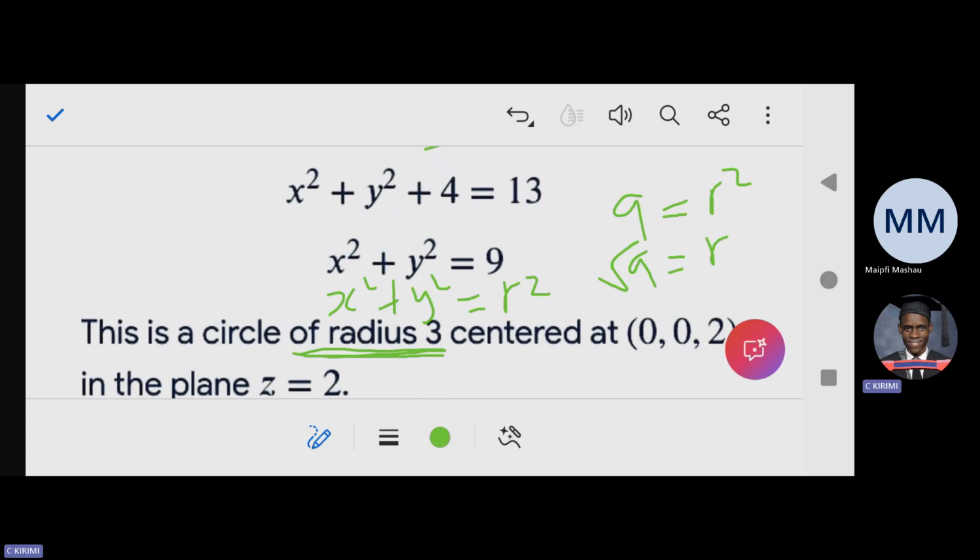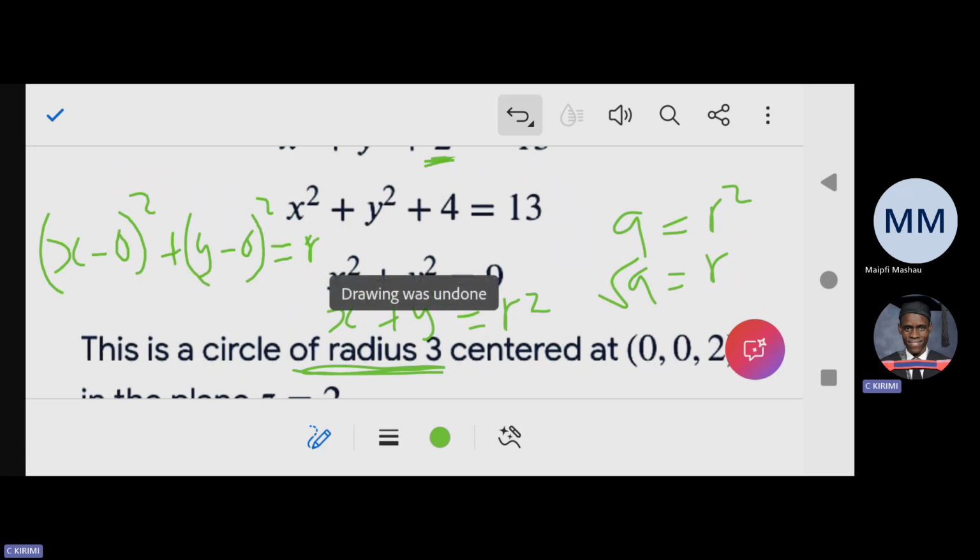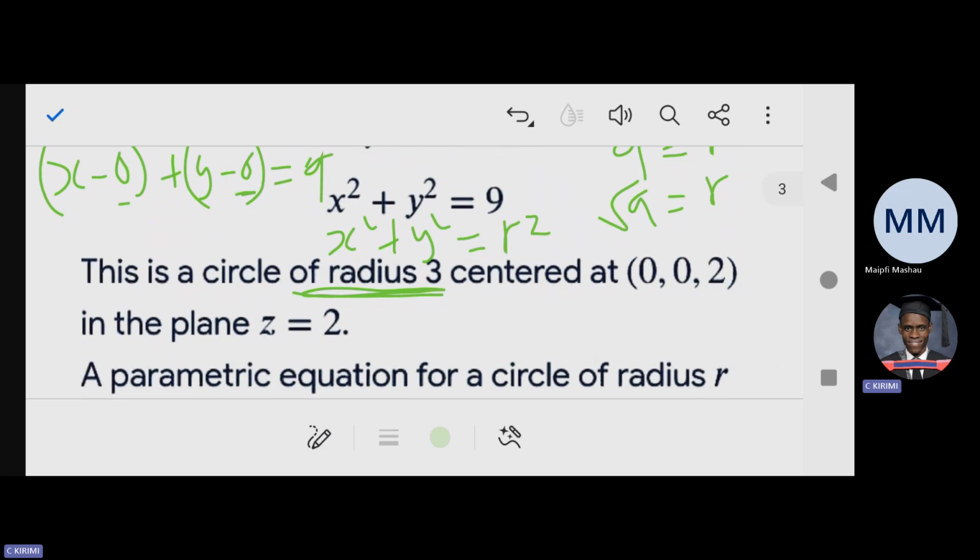And the center, in terms of the standard form, will be (x minus 0) squared plus (y minus 0) squared equals r squared, which is 9. So your r squared would be 9. Since this is 0 and this is also 0, the center is at 0, 0. But where that z plane was cutting through the circle, it was z equals 2.